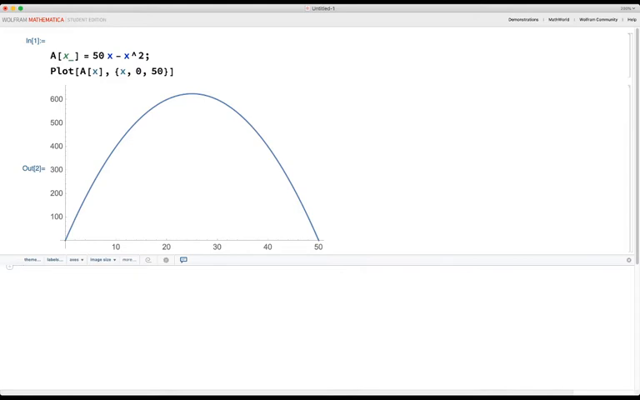Okay, so what this illustrates is that endpoints are important. Namely, that optimal values could occur at an endpoint or on the interior at a critical point.